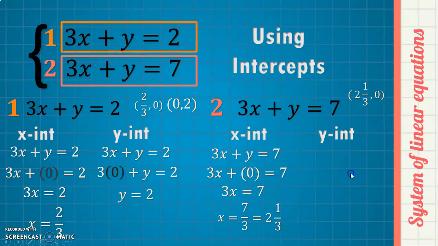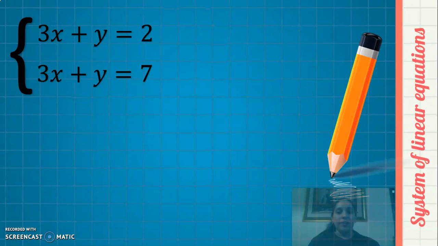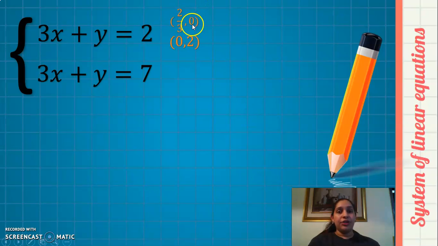Now I need to find my y-intercept. I have 3x plus y equals 7, and I substitute x as 0. 3 times 0 plus y equals 7, so I have just y equals 7. My ordered pair here is (0, 7). Now I can graph it. I have (2/3, 0) and (0, 2) for my first equation, and (2 1/3, 0) and (0, 7) for my second equation.